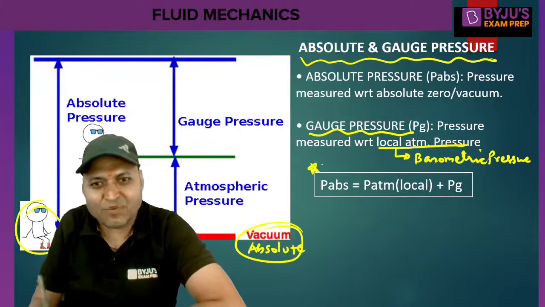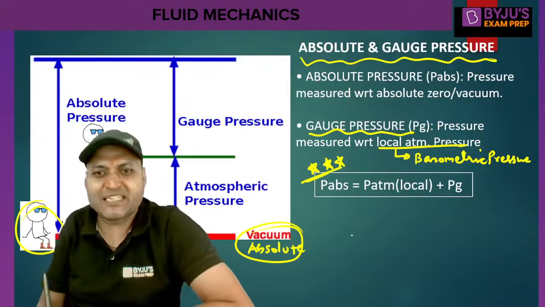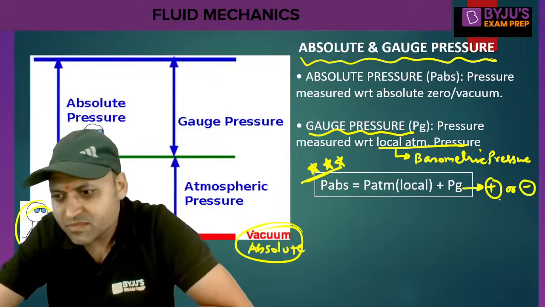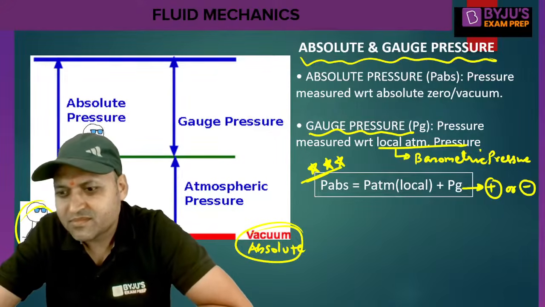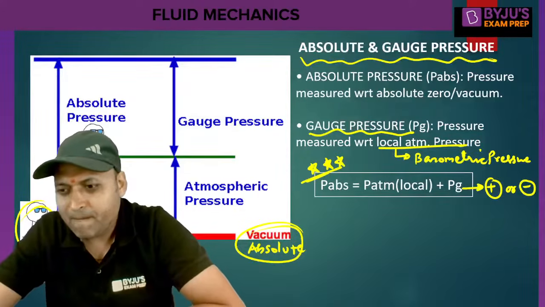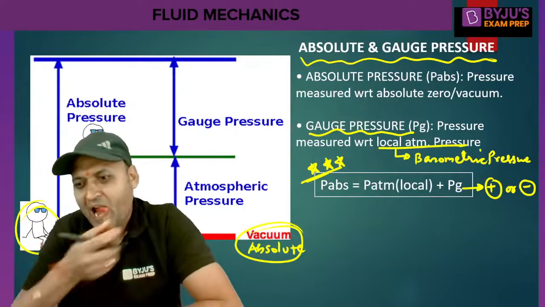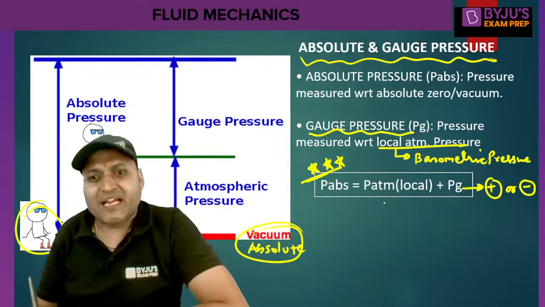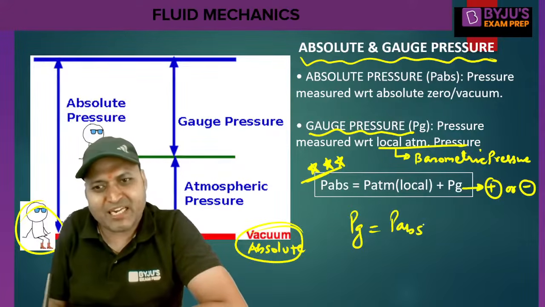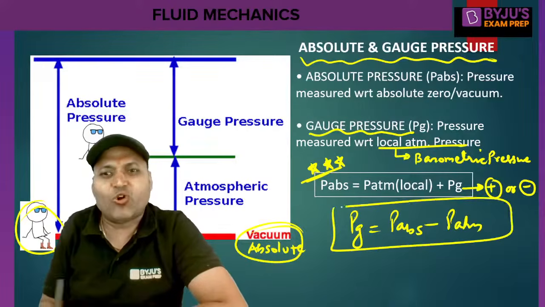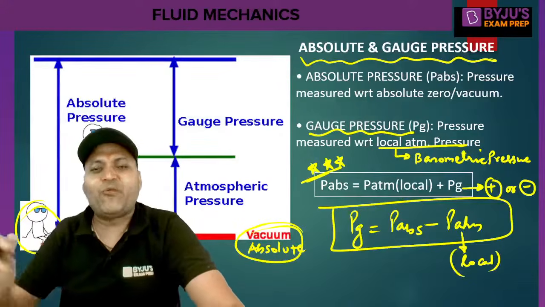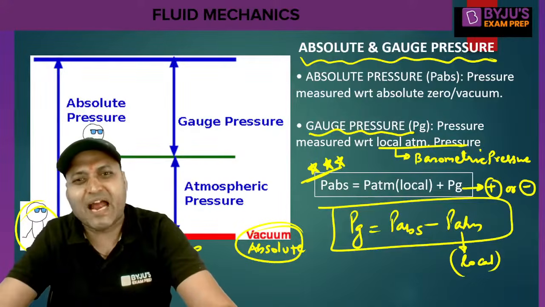So the relation between absolute, gauge and atmospheric pressure is given by this expression. Gauge pressure can be positive or negative. Absolute pressure is the sum of atmospheric pressure plus gauge pressure, or we can say gauge pressure is equal to absolute minus atmospheric. But the atmospheric pressure should always be the local one, which the barometer measures, because the atmospheric pressure varies with location and also with weather condition.